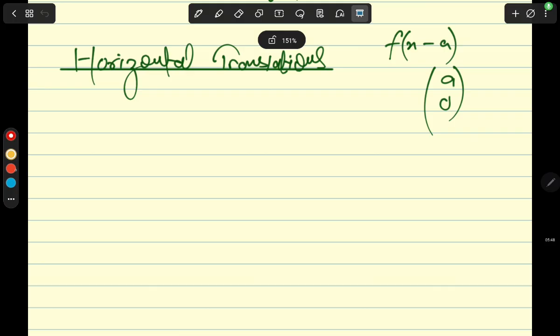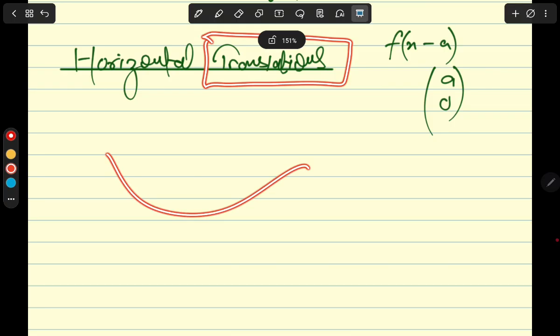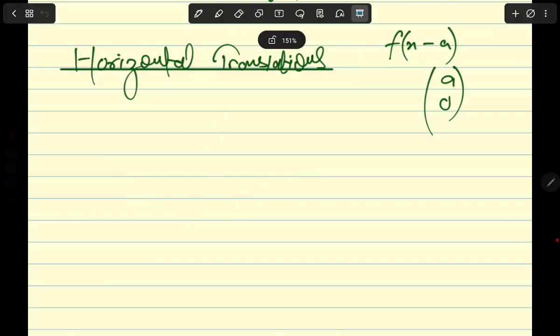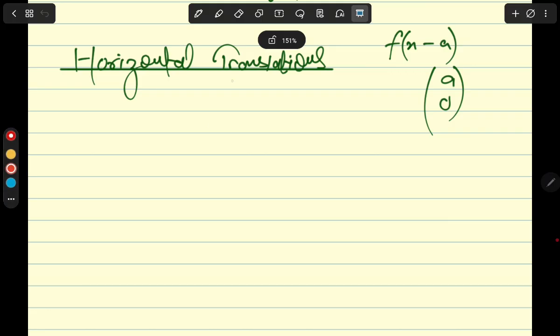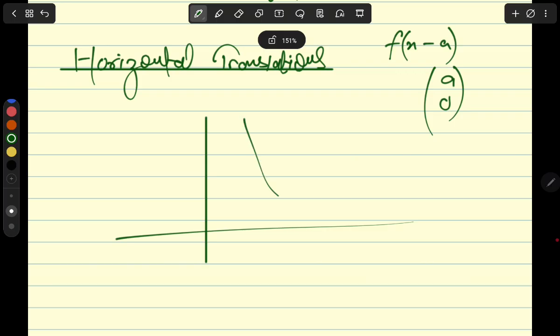Now, like I explained to you earlier in the vertical translations, translations simply mean that the graph is not stretching, it's not opening up, or it's not getting compressed. It's simply movement. It's simply either going rightwards or leftwards or upwards or downwards. Now in the case of horizontal translations, let's say you have an original parabola here. In horizontal translation, either the graph is going to move here or it is going to move rightward, right? Maybe it may go like this. So now let's explore what happens in horizontal translations.